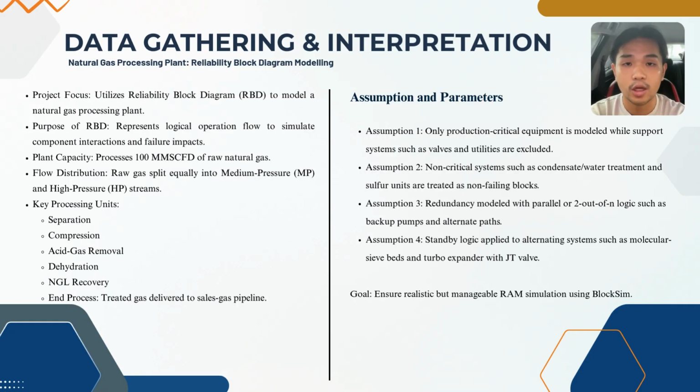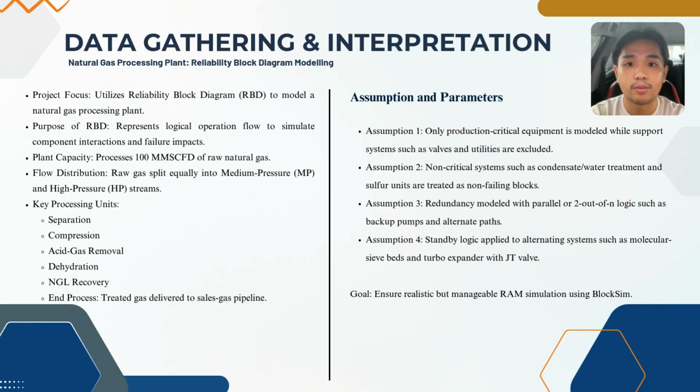Next, I am going to talk about the reliability modeling approach used in this project, specifically the use of the reliability block diagram or RBD. The RBD is used to model the configuration and reliability behavior of a natural gas processing plant. Instead of showing the physical layout, the RBD represents the logical sequence of operations, which allows us to simulate how different components interact and how individual failures can impact the overall system. This makes it especially useful for performing simulation and understanding reliability and availability across the plant.